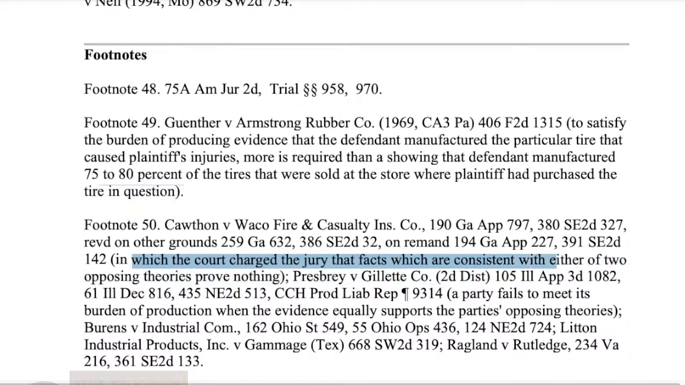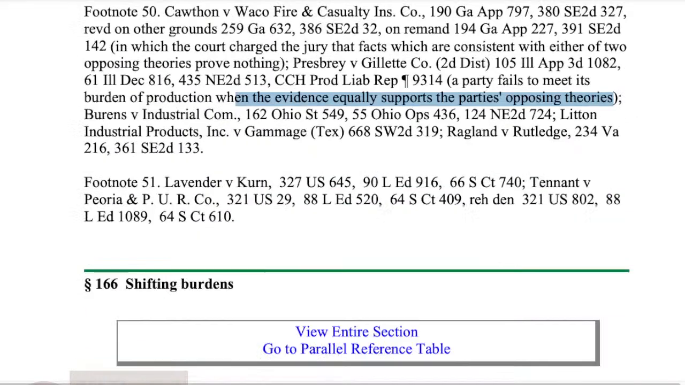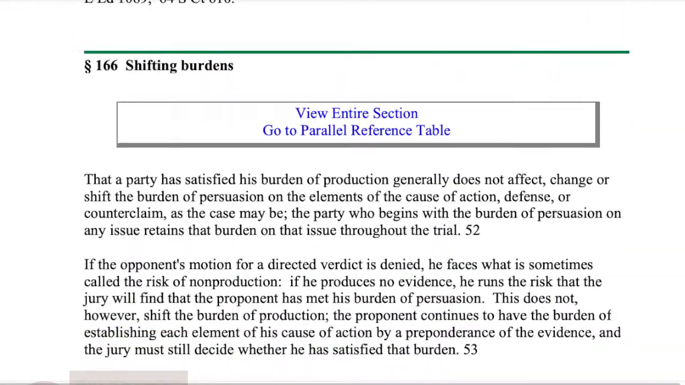See, which court charged the jury the facts which are consistent with either of 2 opposing theories prove nothing. A party fails to meet its burden of production when the evidence equally supports the party's opposing theories. That's funny. All right, we're on to 166, the section on shifting burdens.